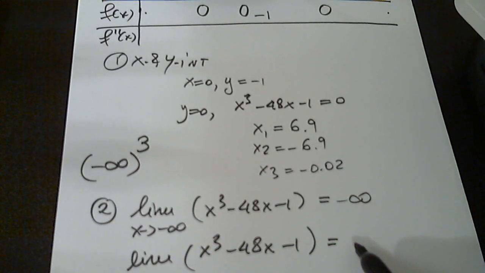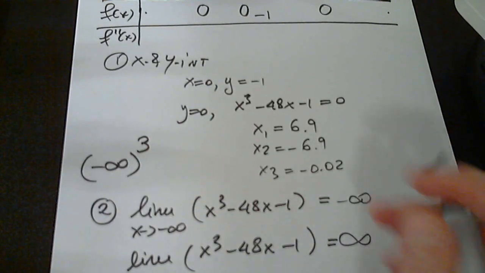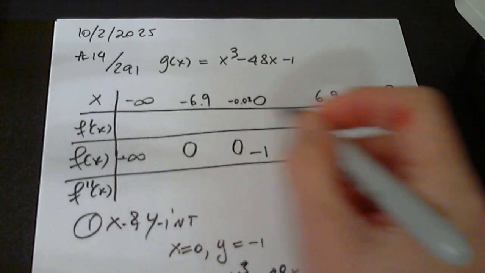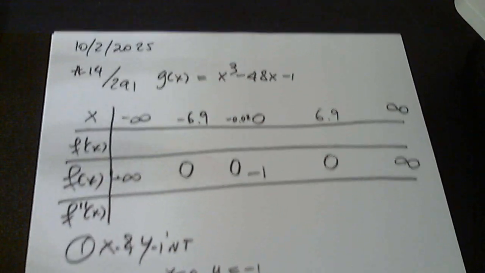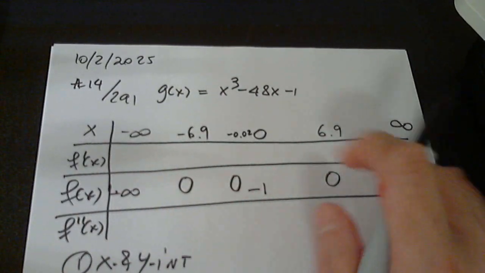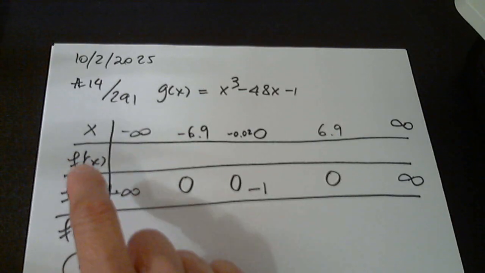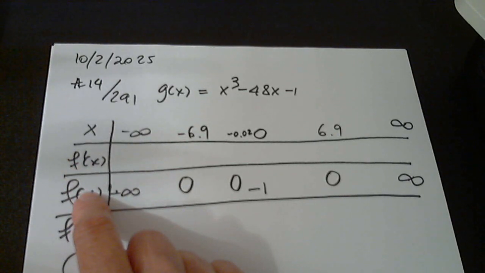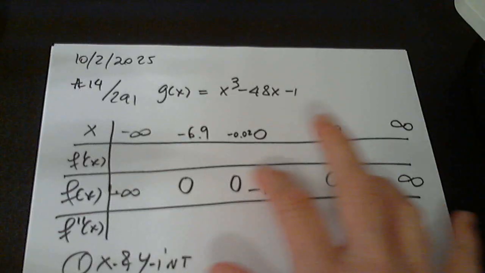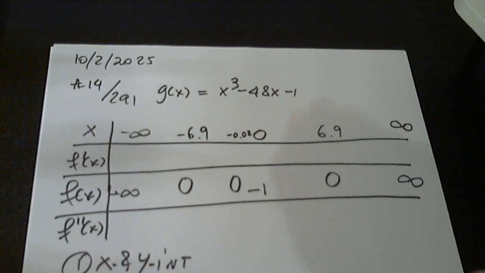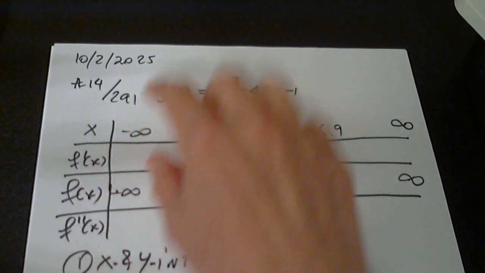What about this one? Positive infinity? Of course, absolutely. So carefully, we put them where they belong. I am done with the function. There is nothing else I can find about the function from the function itself. This is it. X and y intercepts and limits. That's it. Now I move on to the first derivative.